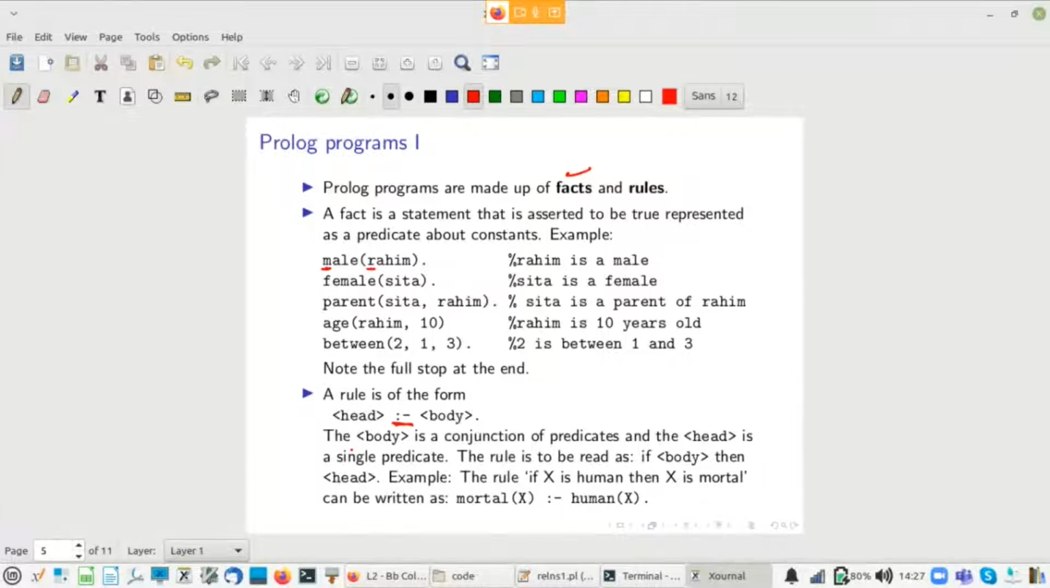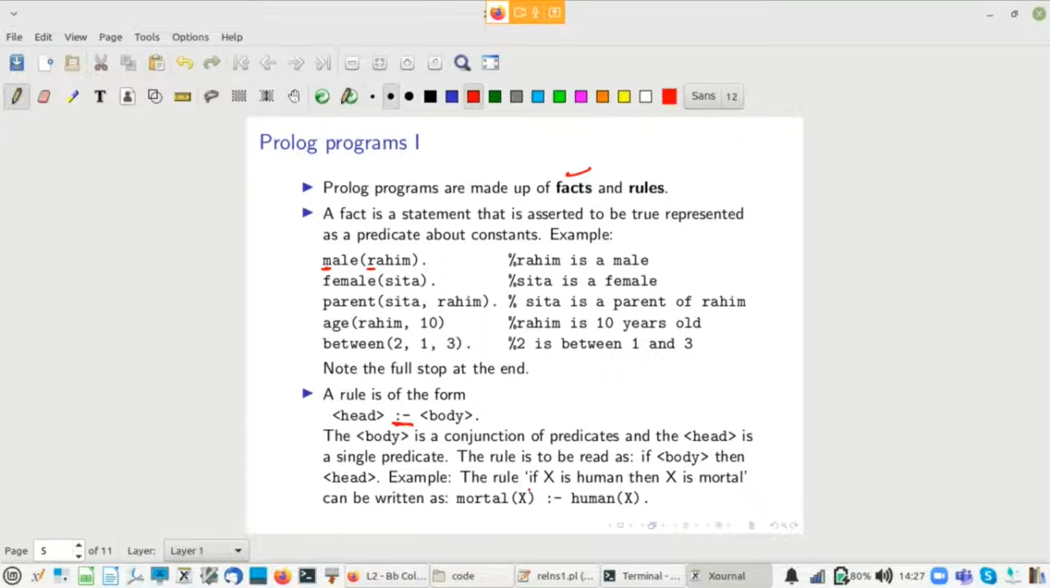What the whole rule is saying is that if the body is true, then the head. It's actually giving you an implication. It is saying if body, then head. So if the body is true, then the head must follow. The head must be true. We'll look at many more examples of this as we look at the code. Okay, so that's what it is saying.